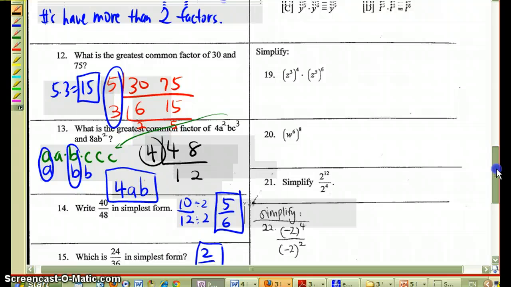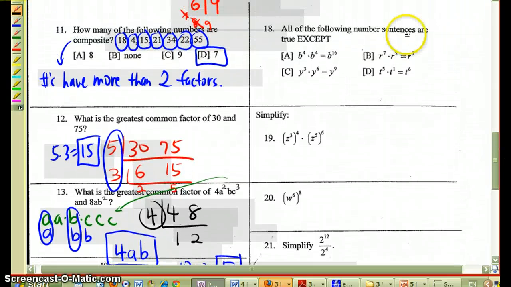Number 18, going back to the top, all of them are true except. Now, if I'm looking at these and it confuses me, what I need to do is expand it out. And that's always going to help me figure out which one might be incorrect.